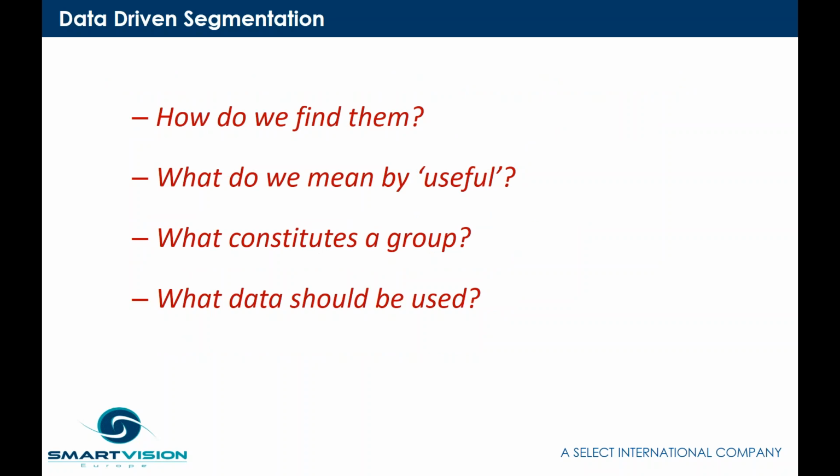So when we think about data-driven segmentation, we're thinking about segments, we're thinking about groupings. We have to think about how we are going to find these, how we are going to identify these groups, and hopefully we're going to yield something useful as a result of that. We're going to uncover clusters or segments. But what do we mean by useful? Useful in what terms? What constitutes a group? Can we effectively describe the sorts of people that fall within that cluster? Or are there so many different dimensions to it that it's actually very difficult to do?